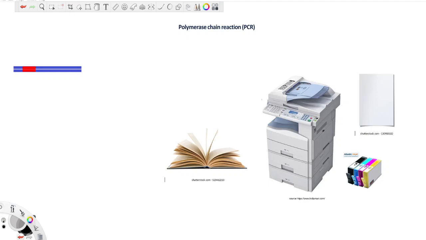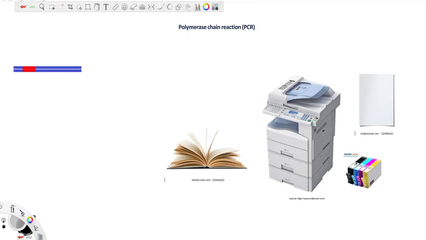Hello everyone. In this tutorial, we are going to talk about PCR, and the goal is to understand PCR, how do we run PCR, and what does it take for us to have a successful PCR reaction. So in front of me here, I have a printer, a picture of papers, a book, and a couple of inks. And probably the question that you all have in mind is, what does this have to do with PCR?